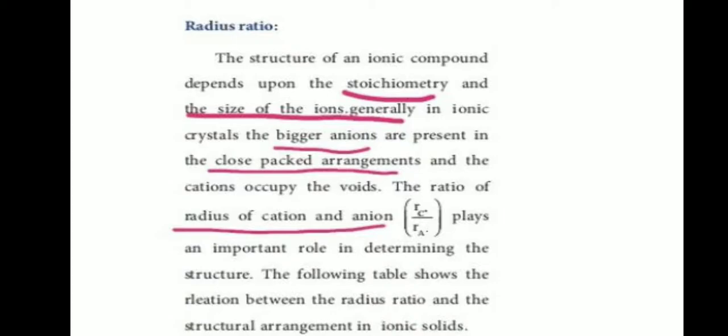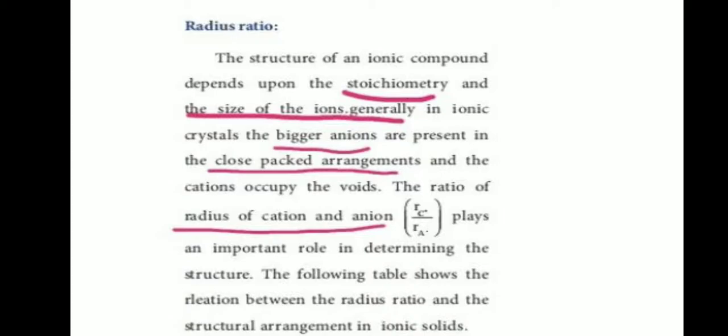The structure of an ionic compound depends upon the stoichiometry and the size of the ions. Listen carefully. The structure of an ionic compound depends upon the stoichiometry and the size of the ions.